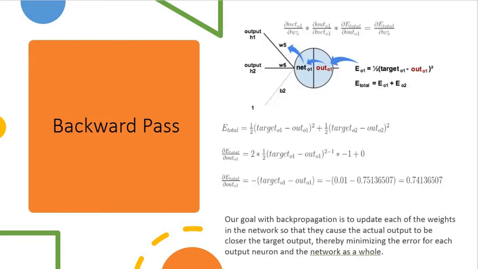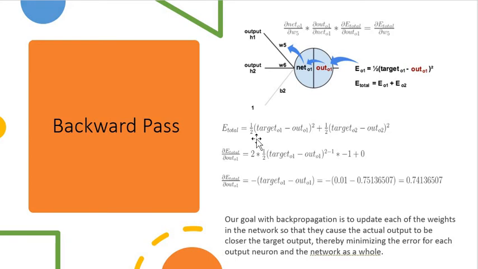Now the importance of the backward pass comes. In elementary maths, you must remember what the chain rule was. What we are trying to achieve here is applying the partial derivatives. Minimizing the partial derivatives means that we are trying to minimize the difference. We will update each of the weights in the network so that they cause the actual output to be closer to the target output, thereby minimizing the error for each output neuron and the network as a whole.